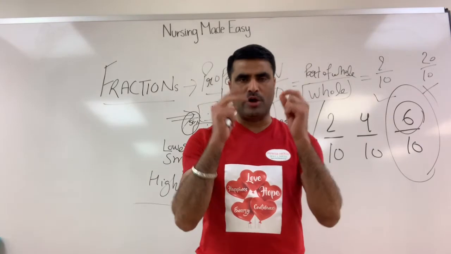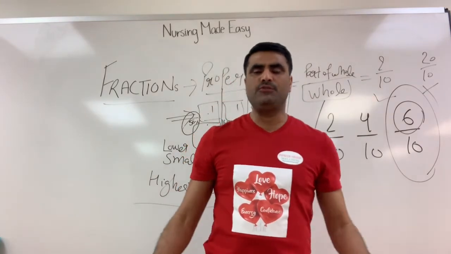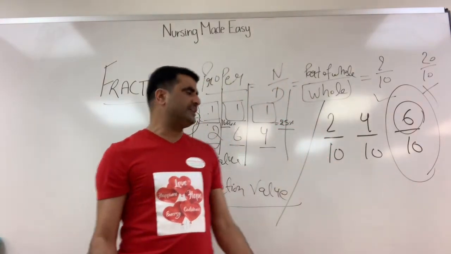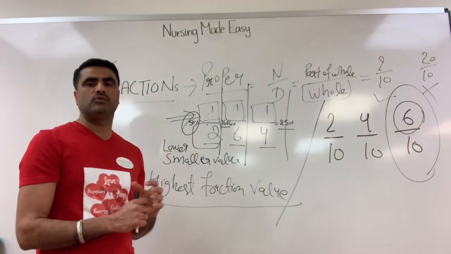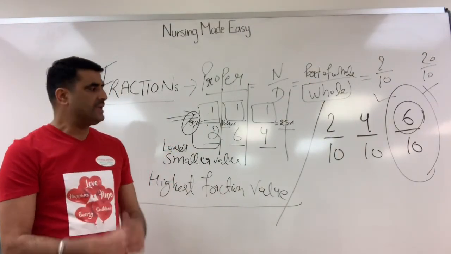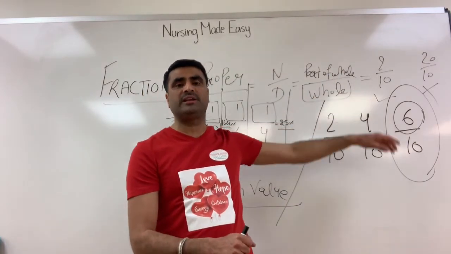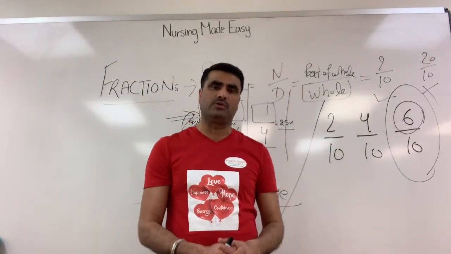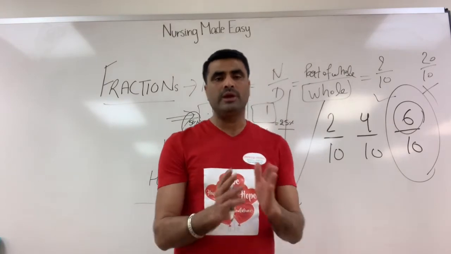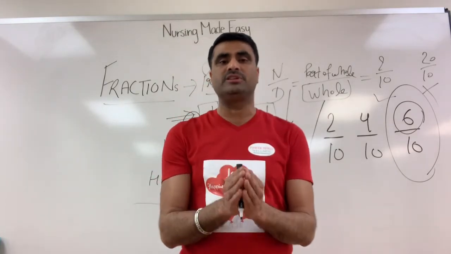So we covered 2 formulas. Formula 1, if numerators are the same, then denominator with the smallest value will have higher fraction value. And if denominators are the same, then the higher number of numerator will have a higher fraction value. These 2 formulas will give you anywhere from 2 to 3 questions in your math.